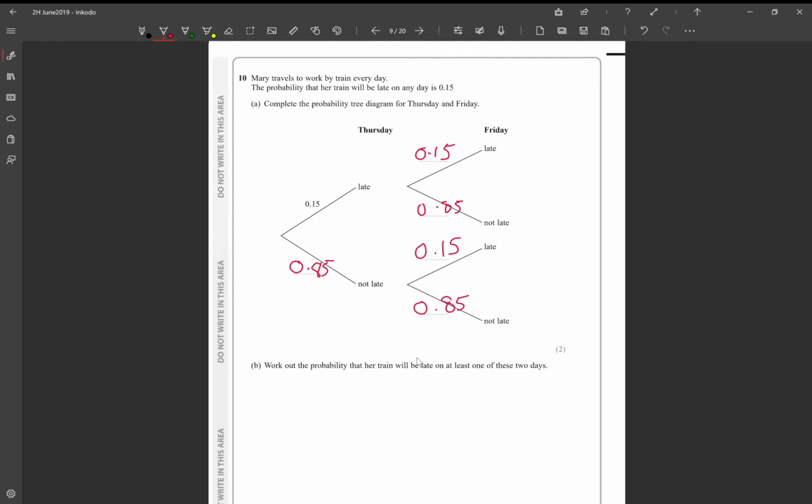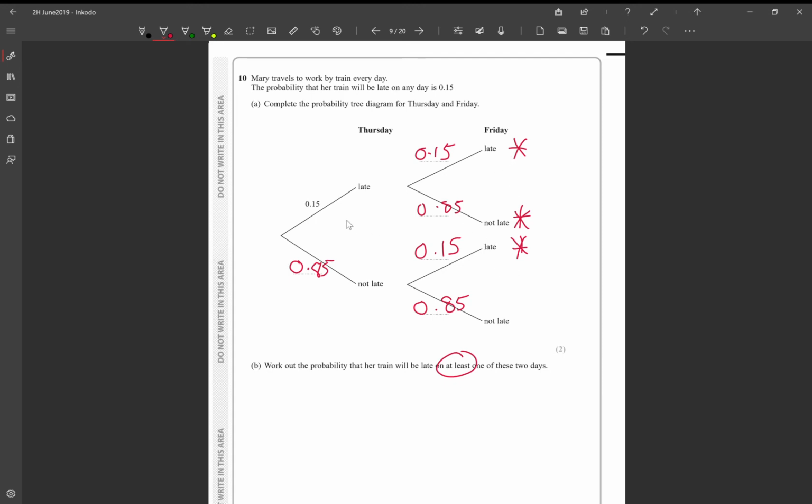Okay, now this is where the wording matters, so it's at least one of these days. This could be late both days, that would count. Late and then not late, that would also count. And then not late and then late. The only one that's not going to get mopped up with this is if it's not late 2 days in a row. So all of these satisfy being late on at least one of these days.